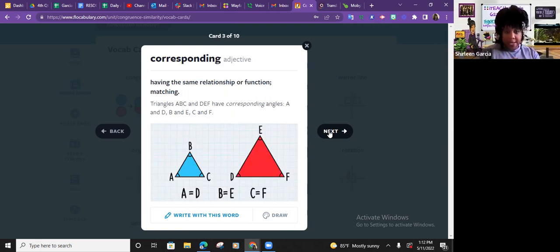All right, corresponding is having the same relationship or function or matching. So triangles ABC and DEF have corresponding angles. A and D are the correspondings. They're both on the left. C and F are corresponding. They're both on the right. B and E are corresponding because they're both on the top. Okay. That doesn't have anything to do with the size. It has more to do with its location. Okay.